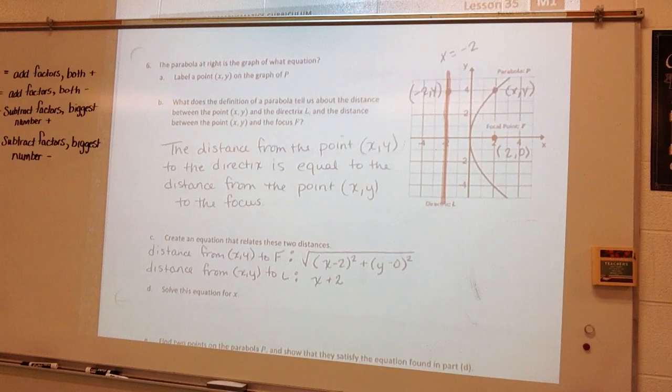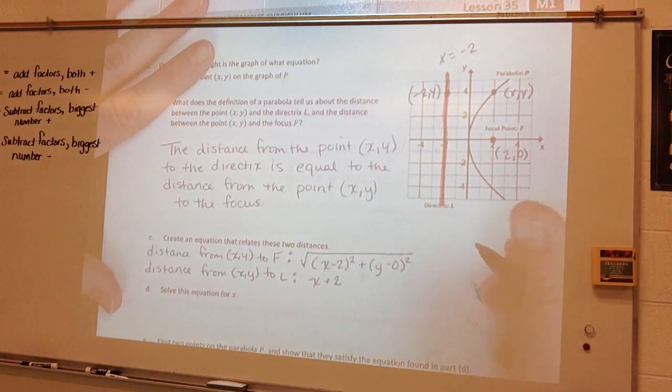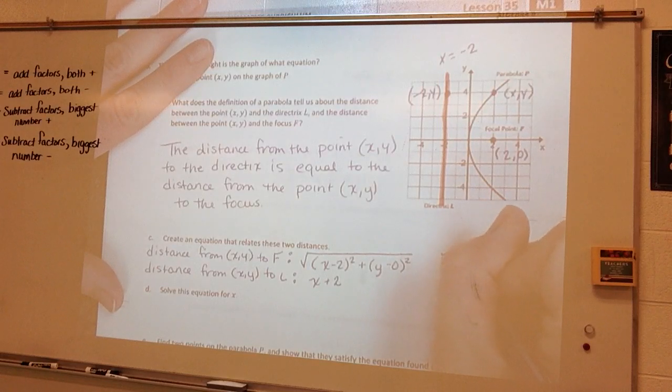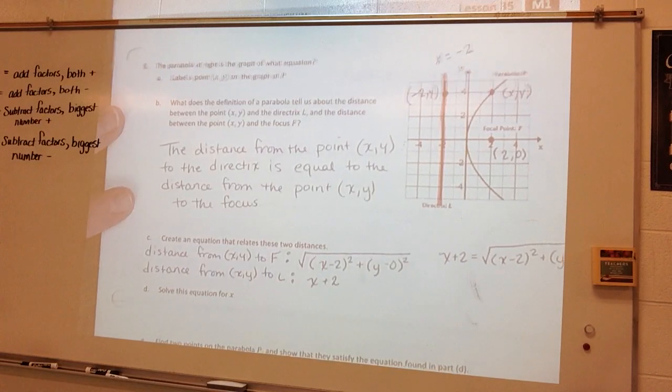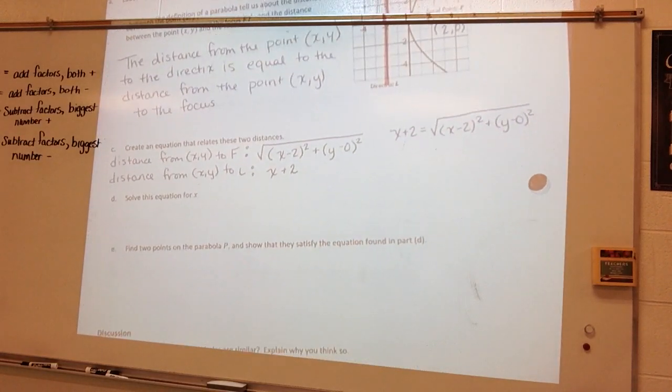Alright, so therefore, here's what I can do. I can set x plus 2 equal to the square root of (x minus 2) squared plus (y minus 0) squared. Alright? Now it says solve this equation for x. Alright, so let's go ahead and solve that.